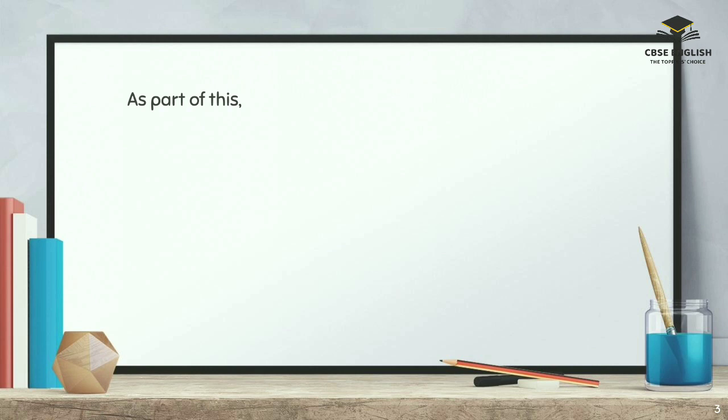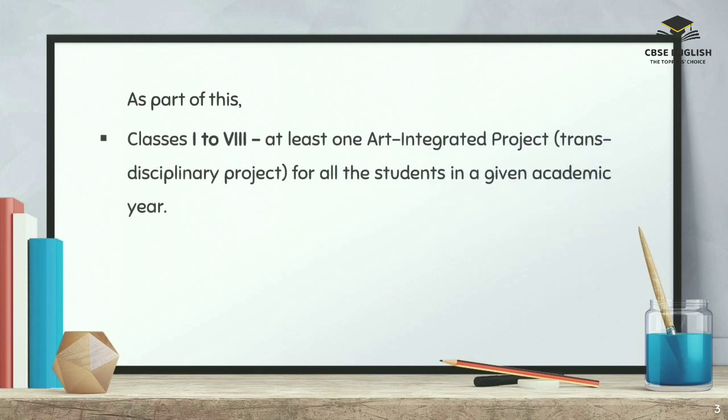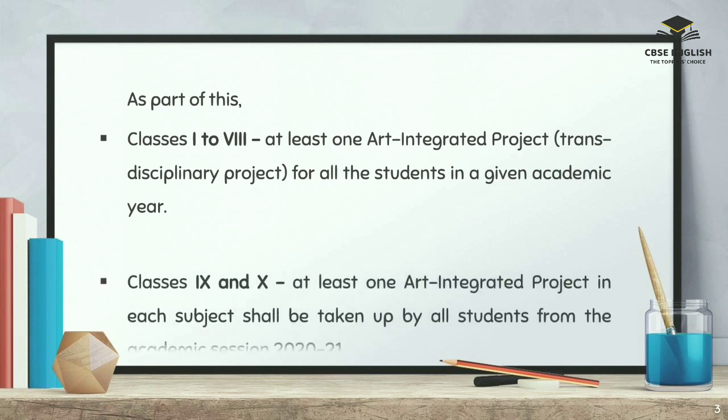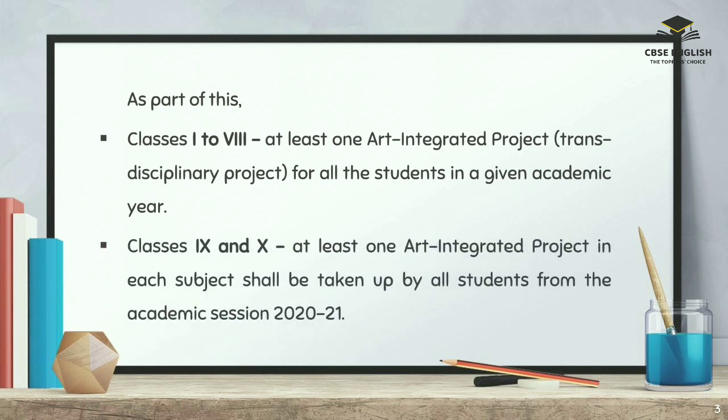As part of this, for classes 1 to 8, at least one art integrated project, that is a transdisciplinary project, for all the students in a given academic year. For classes 9th and 10th, at least one art integrated project in each subject shall be taken up by all students from the academic session 2020-21.